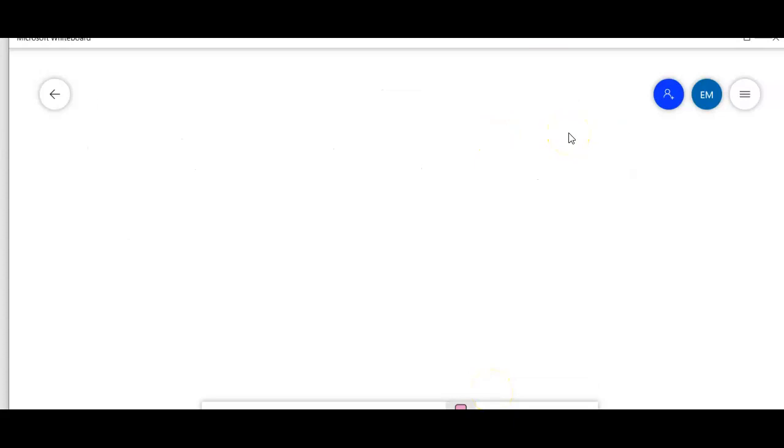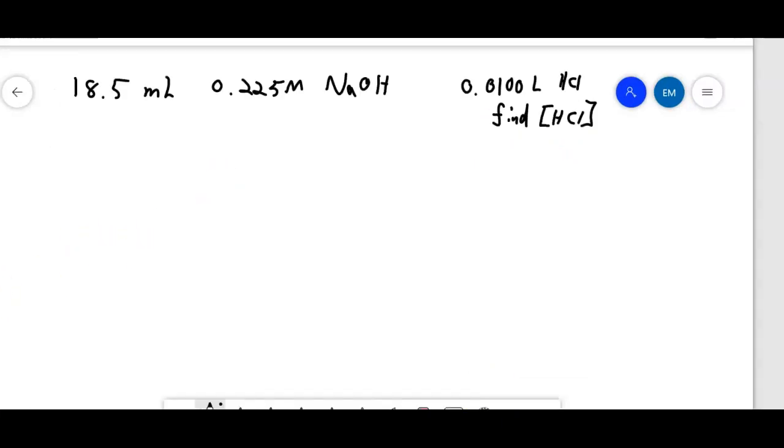Okay, so here I've put down the givens. You have the 18.5 milliliters of 0.225 molar sodium hydroxide. You notice we've got 3 significant figures there, 3 significant figures there, 3 significant figures here. And to find the concentration of hydrochloric acid, these brackets, I think I've said this before, are a convenient thing to use. In general it means concentration, but really we're talking about molar. It's an easier way to write this. Okay, find the molarity of HCl.